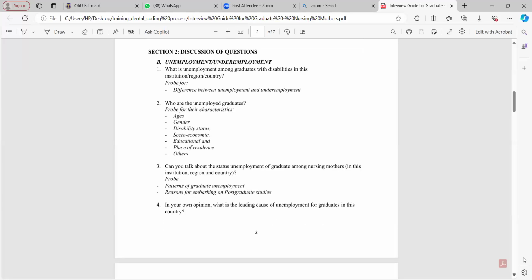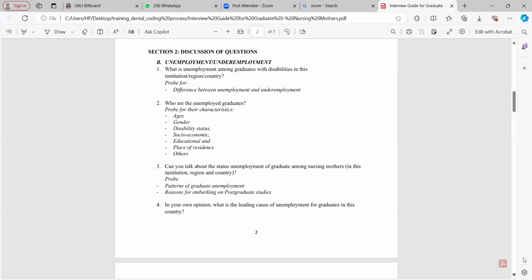So can you talk about the status of unemployment of graduates among nursing mothers? So you want to probe for patterns of graduate unemployment. You want to probe for reasons for embarking on postgraduate studies. Okay, so you are a graduate student in a university and you are a nursing mother. What are the reasons why you are embarking on postgraduate studies?